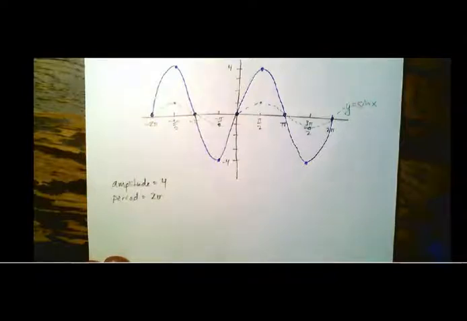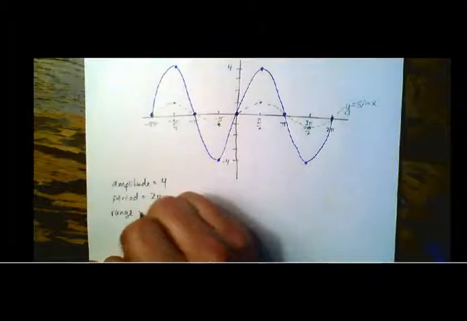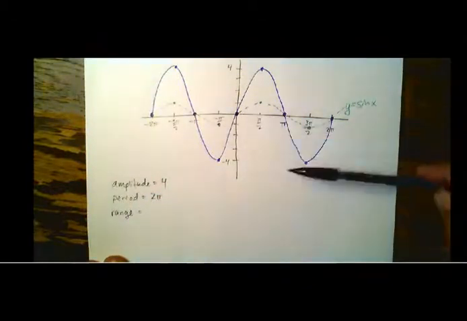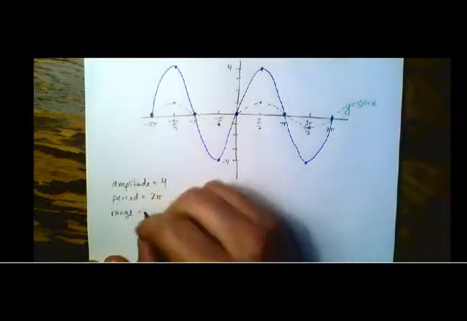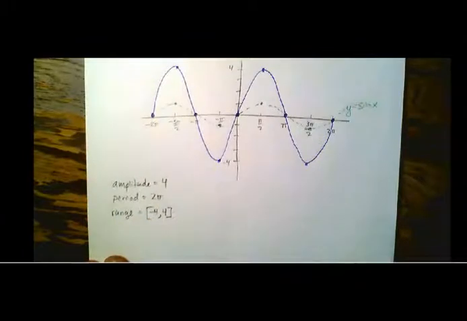And our range. The range, remember, is the y values, so we go as low as -4 and then go as high as +4, inclusive, because we have points that have -4 and 4 as their y coordinates.